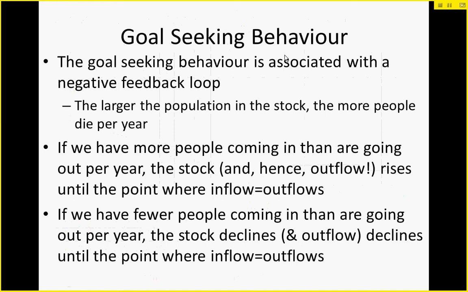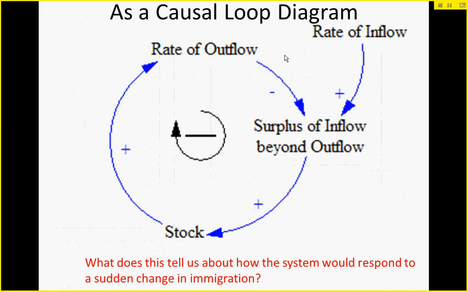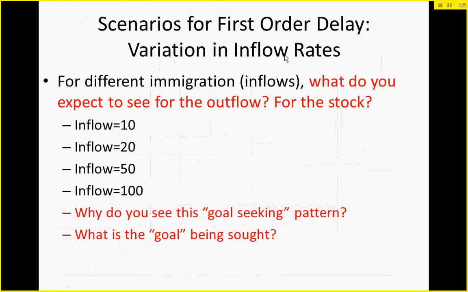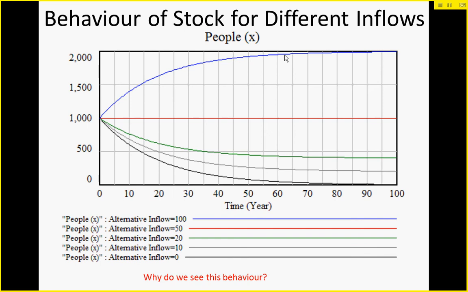We saw this sort of reasoning. Okay, that's a good question. So how would the system behave in response to a sudden change in immigration? Let's suppose, ladies and gentlemen, that we had a sudden rise in the number of immigrants coming in. So suppose we had an inflow of 20, and it was declining like this, and then suppose we had a sudden change and it went up from 20 to 50. What would happen? Okay, and how would it rise?